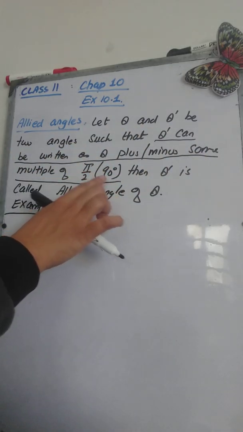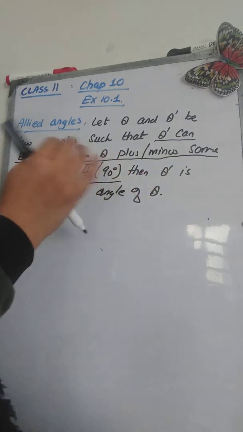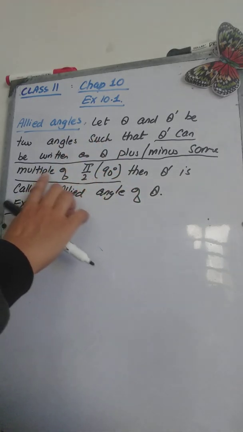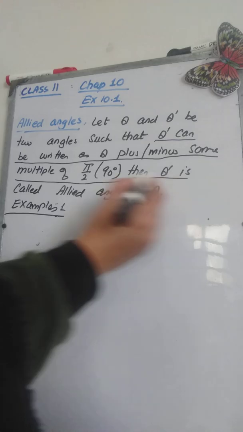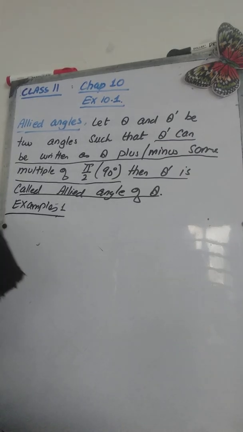Pi by 2 is the radian form of 90 degrees. So if you can write theta dash as theta plus some multiple of 90 or theta minus some multiple of 90, then theta dash is called the allied angle of theta. To understand this, let us take an example.